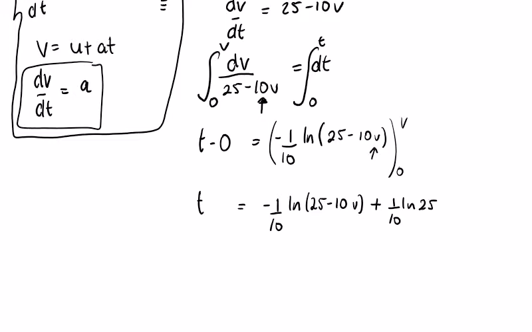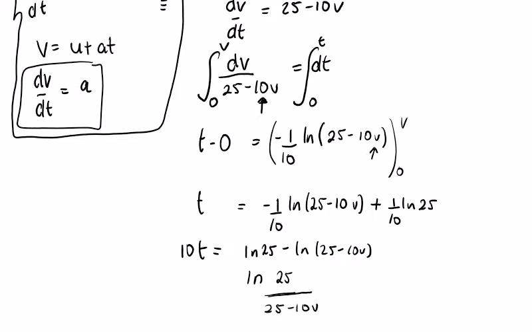Now if we reverse these around, so we can get a division of two logs, it's 1 over 10, or we could multiply, but let's multiply by the 10 first, it'll be easier. So then we're just going to get the natural log of 25 minus the natural log of 25 minus 10v. That's division of logs, so natural log of 25 over 25 minus 10v is equal to 10t.